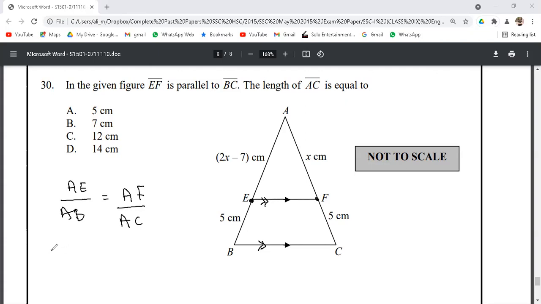So AE is equal to 2x minus 7 and AB will be equal to 2x minus 7 plus 5. AF is equal to x and AC will be equal to x plus 5. So we have to find the value of AC, that is x plus 5.